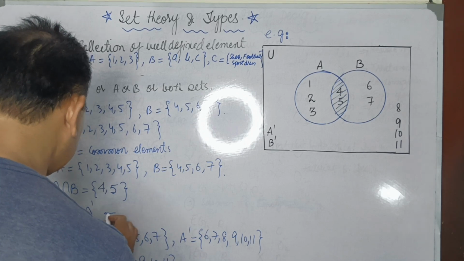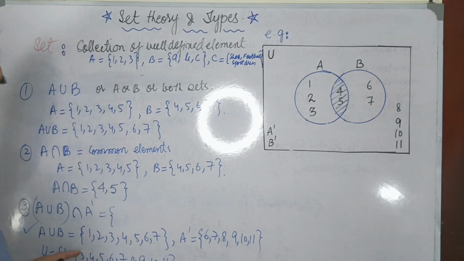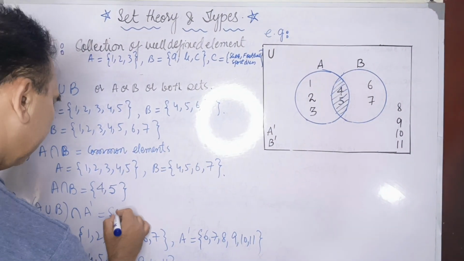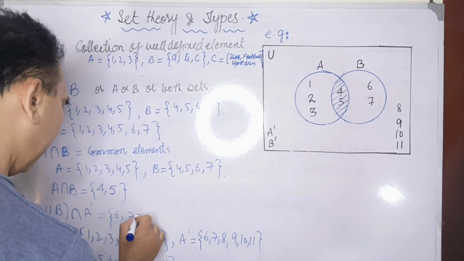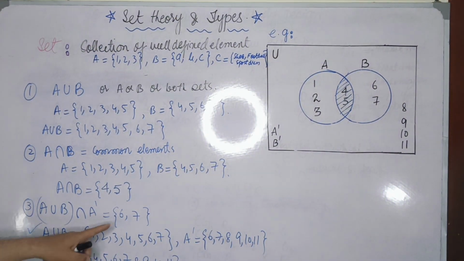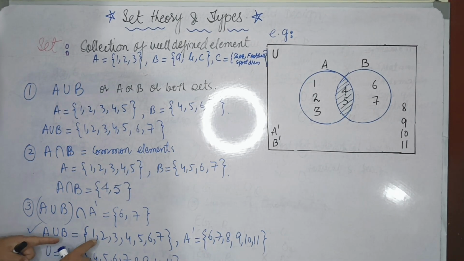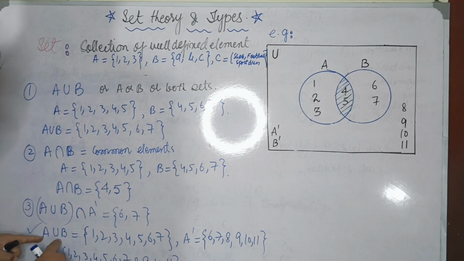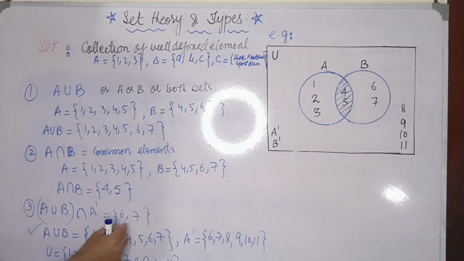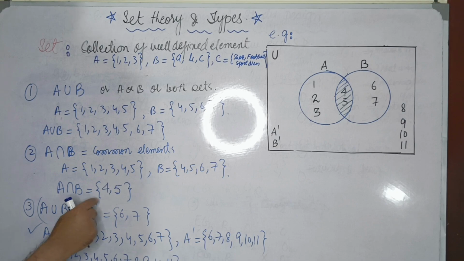So what would be the answer? Now what is common? 6 and 7. 6 and 7 are the two elements which are common in the A union B set and the A complement set. So 6 and 7 is the answer of A union B intersection A complement.